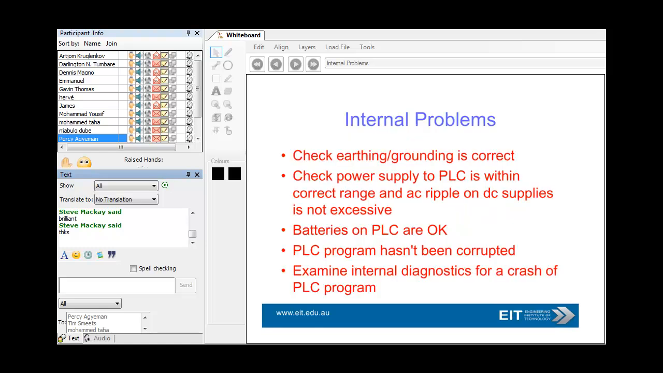Internal problems to the PLC are earthing, grounding is correct. Has anyone here had problems with earthing, grounding PLCs? Any challenges there, guys? Gav, over to you. Any problems with grounding, earthing PLCs? Over to you.